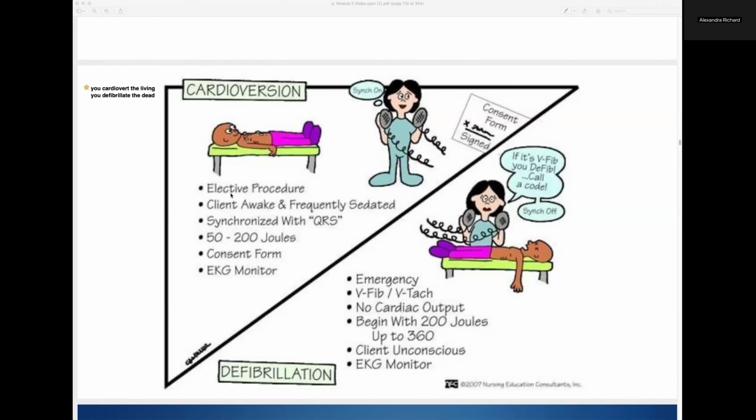Also, cardioversion is synchronized with the QRS. So that means we deliver the shock on the R wave. Okay. Defibrillation is not synchronized. Okay, so that's why here it says cardioversion sync on, defibrillation sync is off. Okay, so let me pull up a picture so I can show you.